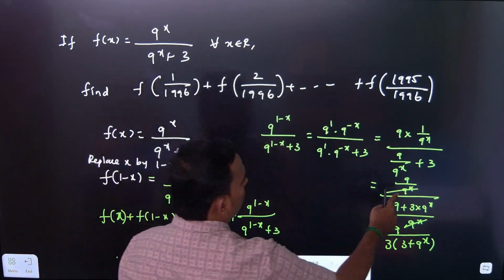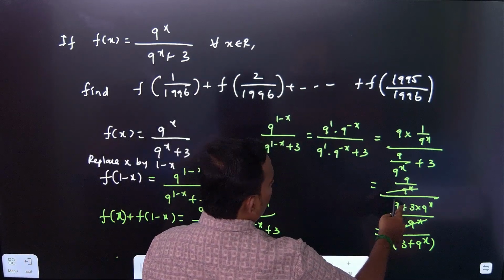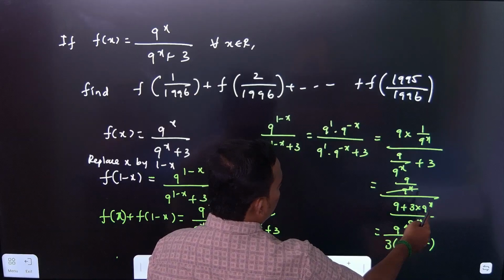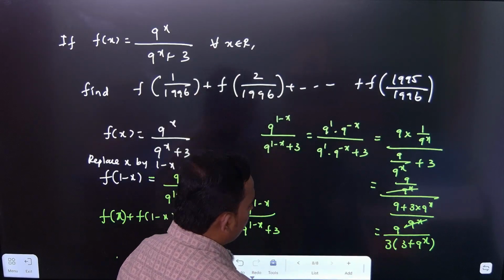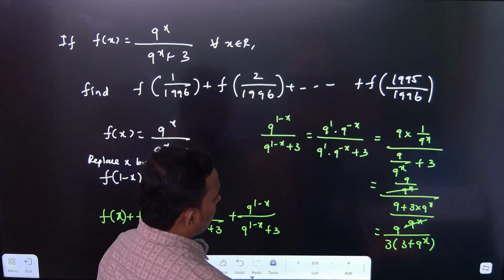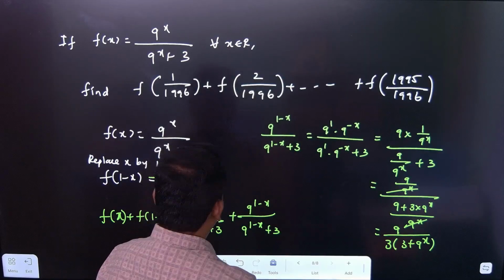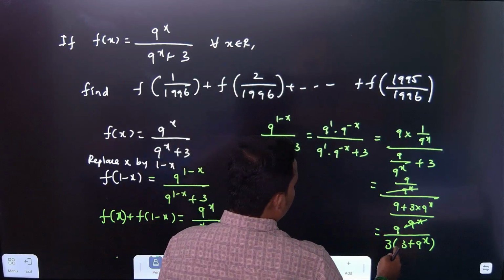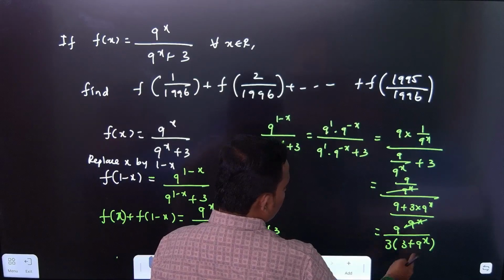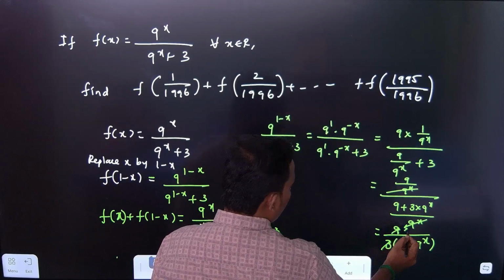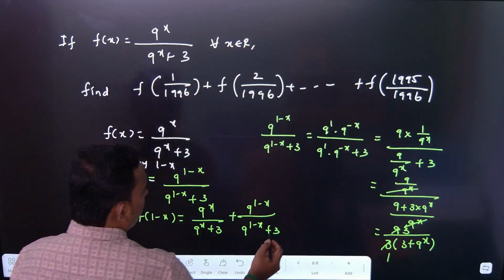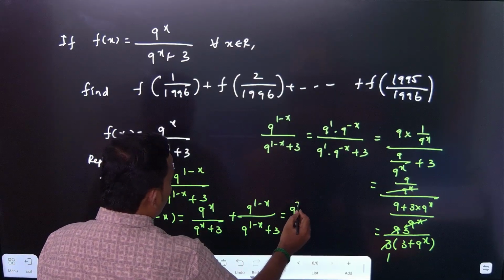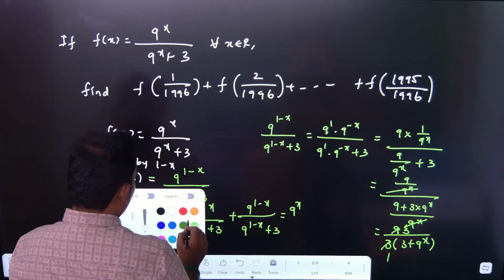So 9 by 9 power x, correct? So 9 plus 3 into 9 power x by 9 power x. 9 power x cancels. 9 divided by, so 3 into, so yes, correct. So 1 times here is 3 times is possible. Got it? So therefore this is how to write 9 power x. You can use another color.